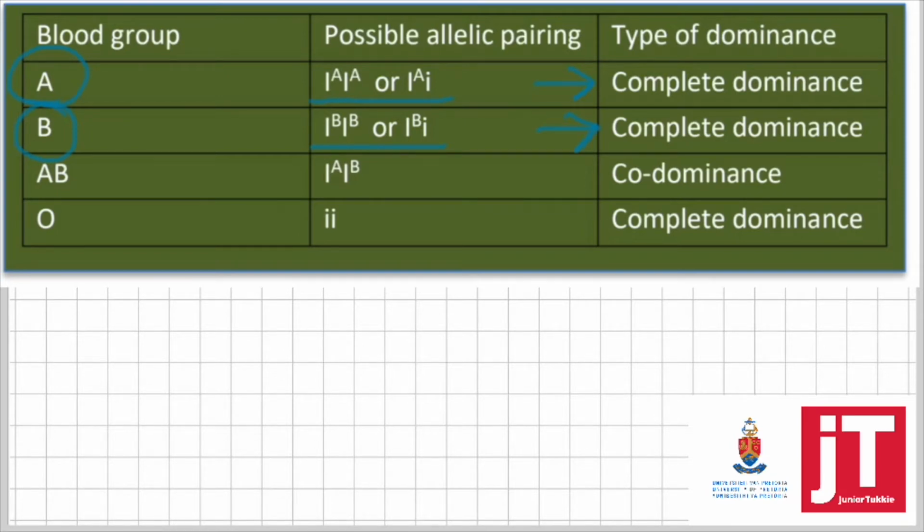Understanding blood groups is an extremely important concept for us because it is an example of both complete dominance and codominance. If we're looking at blood group O, we have the homozygous pairing of the recessive alleles, and then lastly blood group AB, where we have the allelic pairing of AB, the example of codominance of these two alleles, giving us the phenotypic expression of both blood groups A and B.